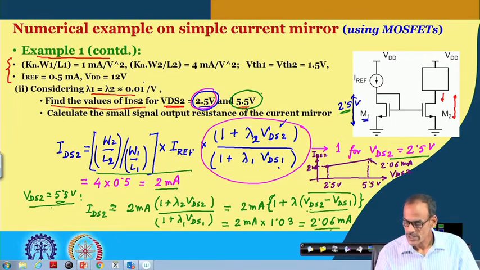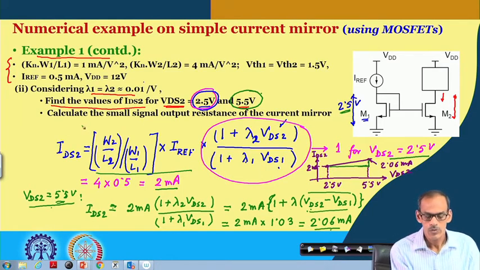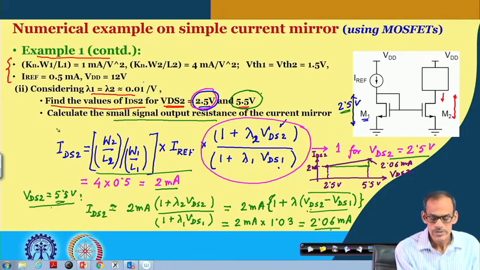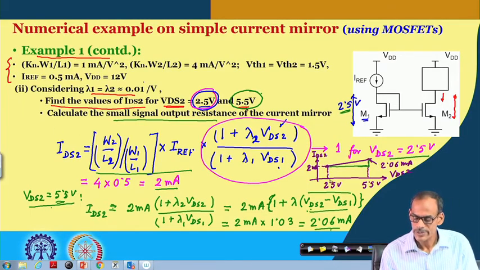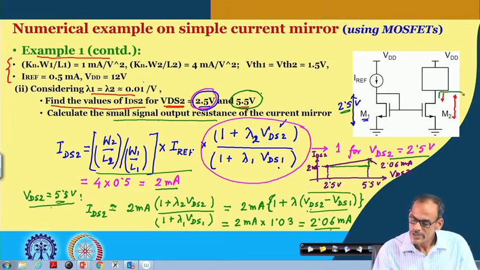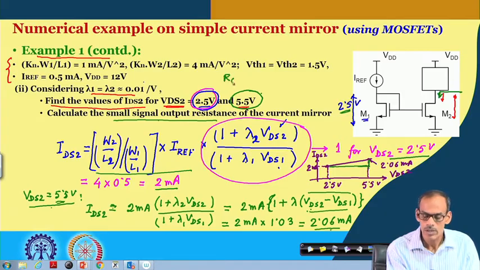And from the slope of this line, we can calculate the output resistance, or strictly speaking, the small signal output resistance. So, to calculate the small signal output resistance, what we can see here is that we calculate the slope of this line, and the reciprocal of that is the small signal output resistance. So, small signal output resistance at the output of the current mirror, R out.